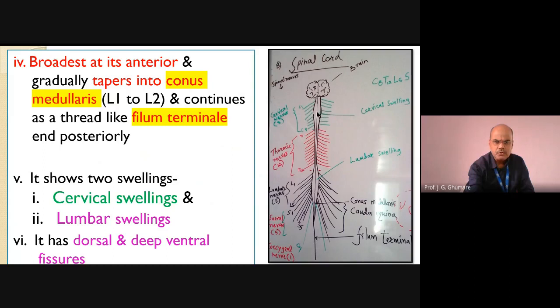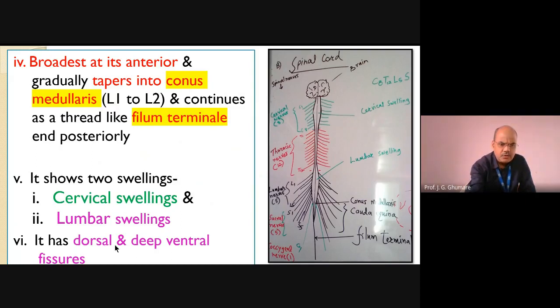Two swellings are there, I told you. It is not of uniform diameter; it has two swellings. See here, you can feel the swelling. This one in the neck region is the cervical swelling, and another one present in the lumbar region is called the lumbar swelling. So it is not of uniform diameter; the diameter is greater in the cervical and lumbar regions. These are the two swellings, called cervical and lumbar swelling.